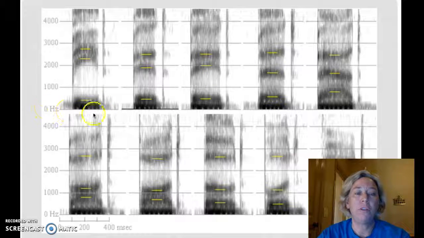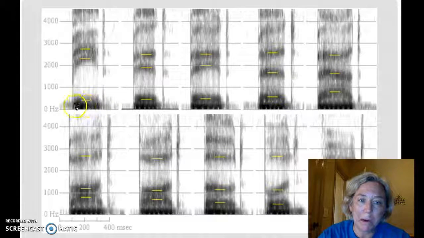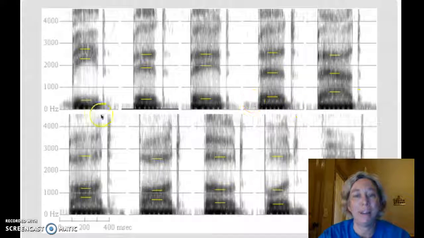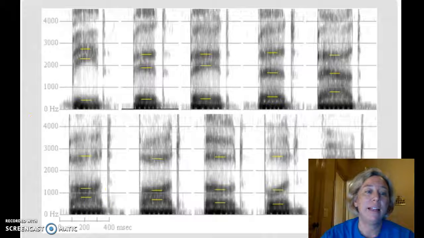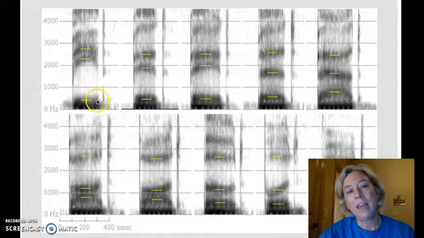And so the x-axis is time, and going up is frequency. This first dark bar here, and all across here, is a very dark band. That's a band of energy. That's called the fundamental frequency, formant 0. So it's the fundamental. Then the yellow line I've marked is the first formant. This is the second formant. This is the third formant.